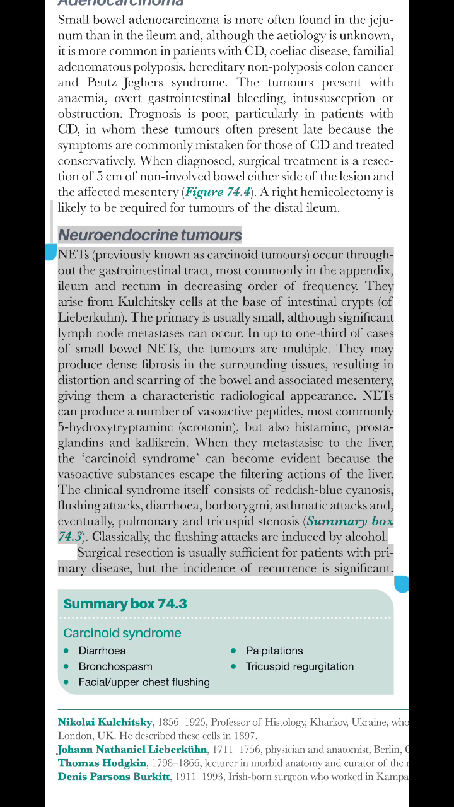When they metastasize to the liver, the carcinoid syndrome can become evident because the vasoactive substances escape the filtering actions of the liver. The clinical syndrome itself consists of reddish-blue cyanosis, flushing attacks, diarrhea, borborygmi, asthmatic attacks and, eventually, pulmonary and tricuspid stenosis, summary box 74.3. Classically, the flushing attacks are induced by alcohol. Surgical resection is usually sufficient for patients with primary disease, but the incidence of recurrence is significant.